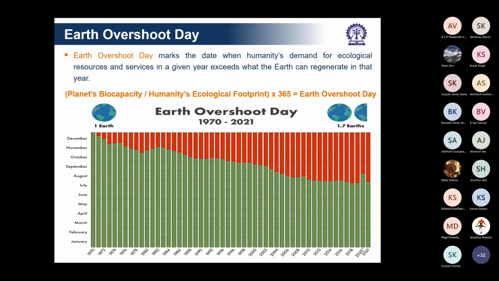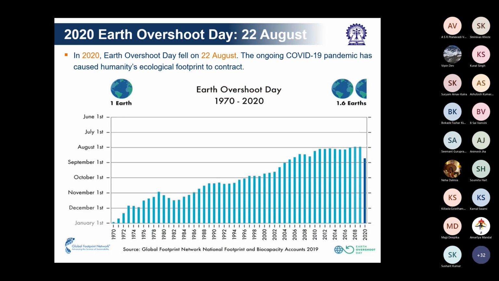In 2015, we reached it on 13th of August. And in 2019, on July 29th, which was the earliest ever. But in 2020, the Earth Overshoot Day was reached on August 22nd. So it was basically more than 3 weeks later than in 2019.